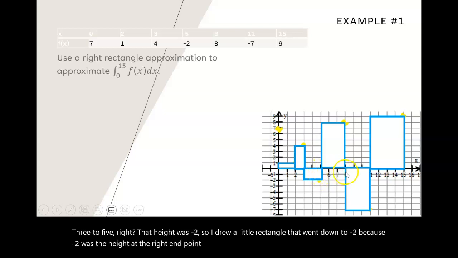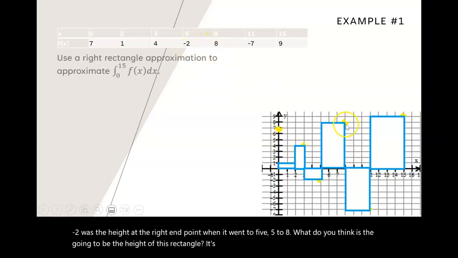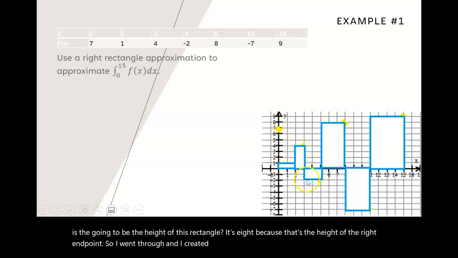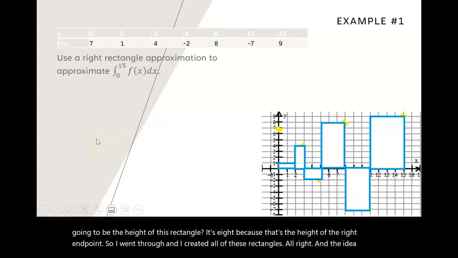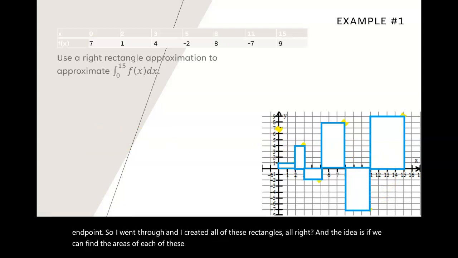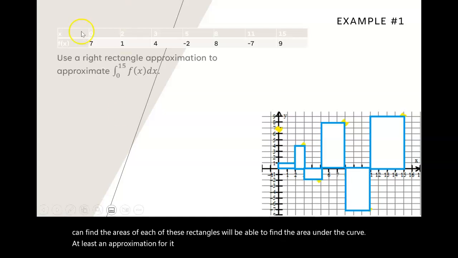When I went from 5 to 8, what do you think is going to be the height of this rectangle? It's 8, because that's the height of the right endpoint. So I went through and I created all of these rectangles, all right? And the idea is if we can find the areas of each of these rectangles, we'll be able to find the area under the curve, at least an approximation for it. So that's what we're doing right here.